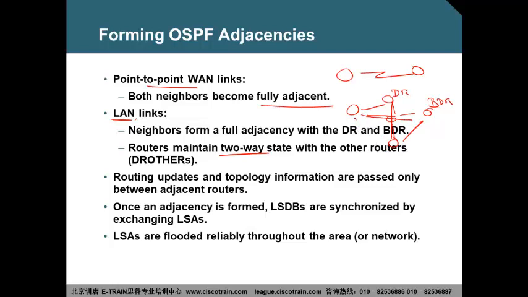What about between the other routers? They will only have two-way. That is what are called other routers. Only with the DR and BDR do they have full adjacency. Between other routers, they will have only a two-way relationship. What does full adjacency mean? The LSDB, everything is shared and they are fully synchronized. That is called full adjacency.